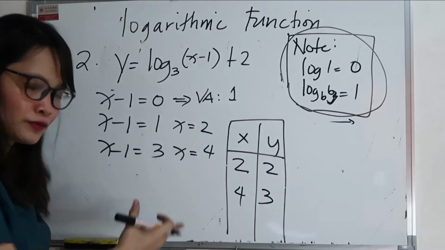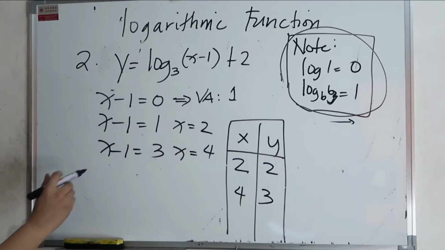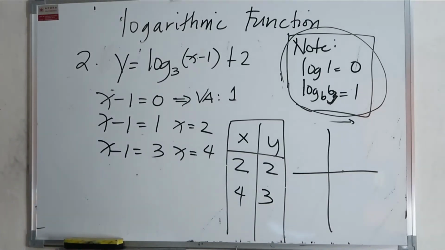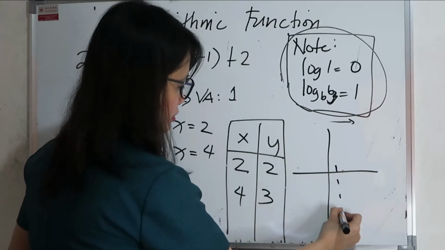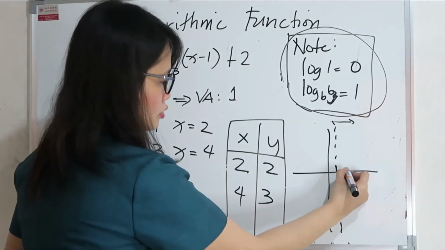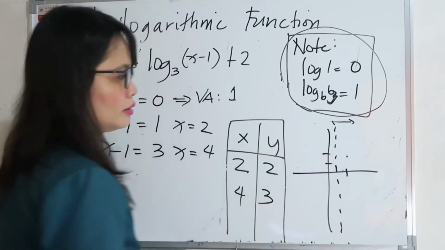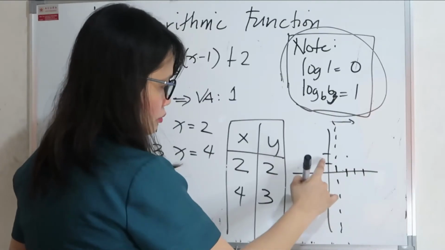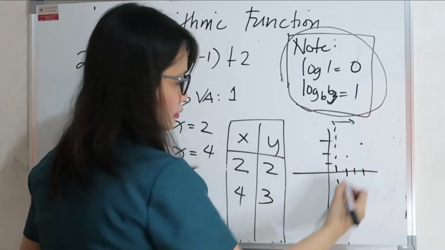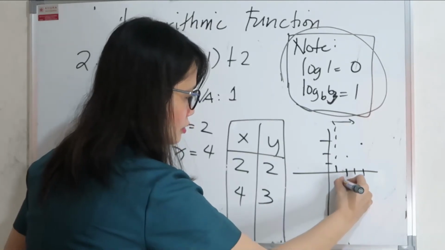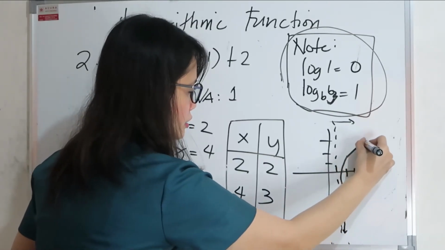Now, after that, we can now plot the given points. First, vertical asymptote, so 1. Next, 2, 2. So we have 1, 2, 3, 4. To plot it from the vertical asymptote, then you connect the dots that we have.